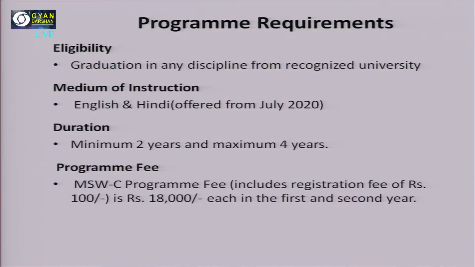So the program requirements: the eligibility is graduation in any discipline from a recognized university. So the learners can understand the eligibility is graduation in any discipline from any university, and the medium of instruction is English as well as Hindi, and the duration is minimum 2 years and maximum 4 years. The program fees for the MSW Counseling Program, including the registration fee of 100 rupees, is a total of 18,000 for each of the first year and second year. They will have to pay it.